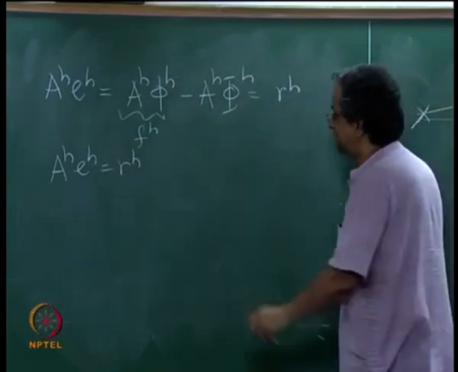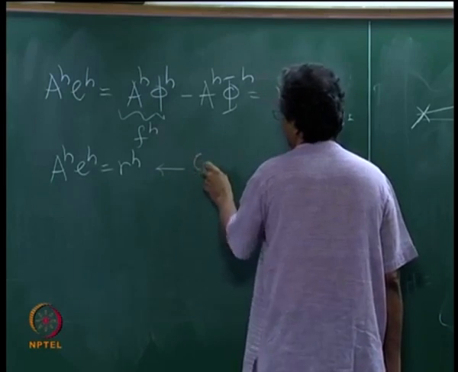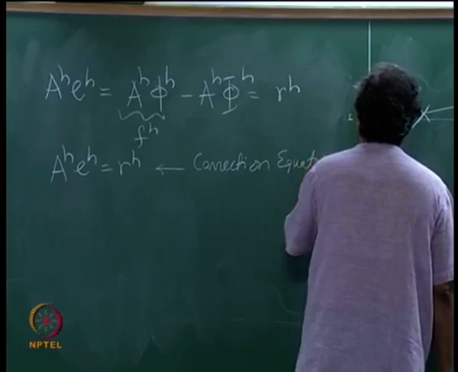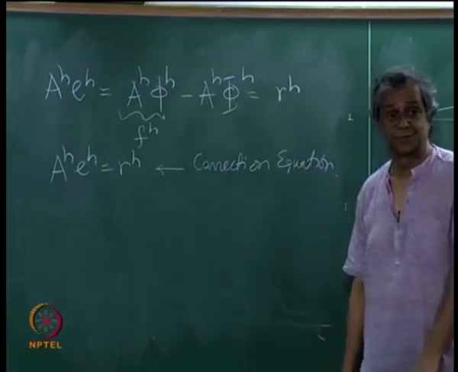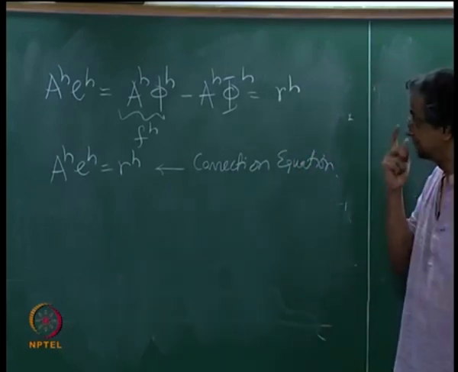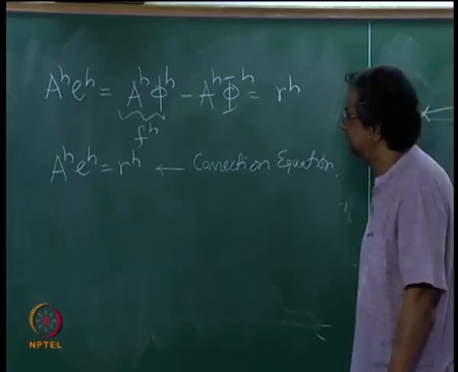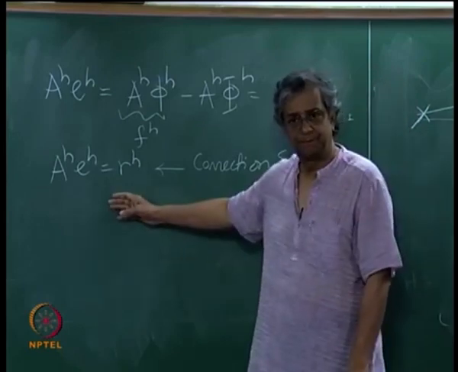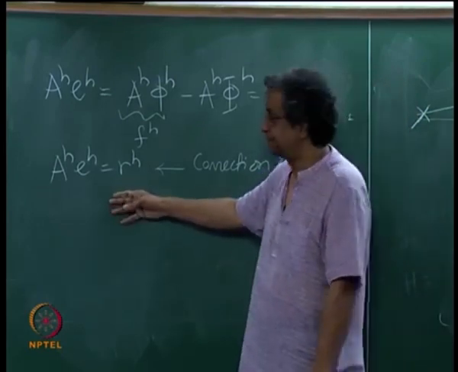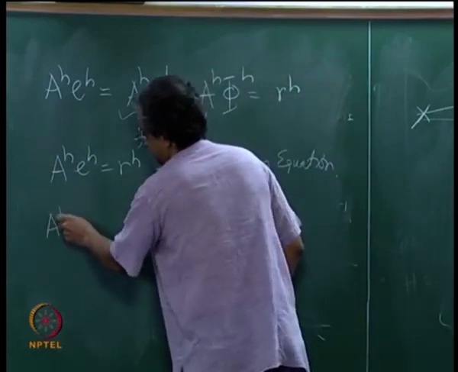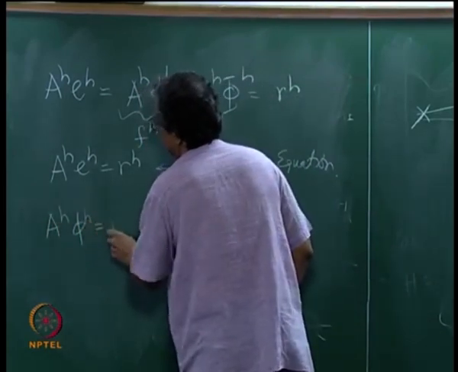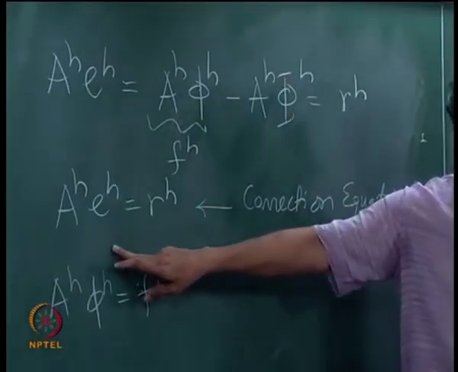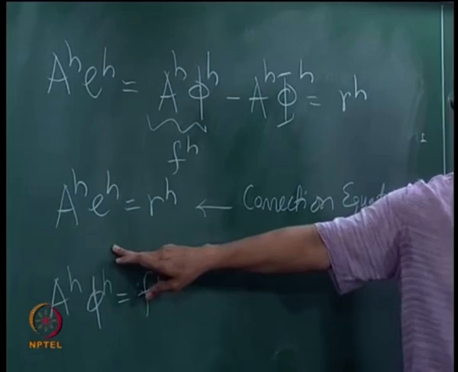Okay. This equation incidentally is called the correction equation. And in fact you can use this equation to solve the problem. Instead of the original equation, you can actually use this to solve the problem. Am I making sense? How would you do that?